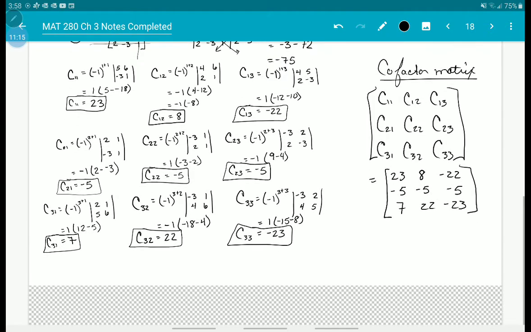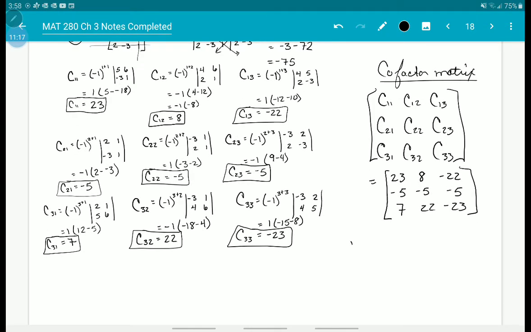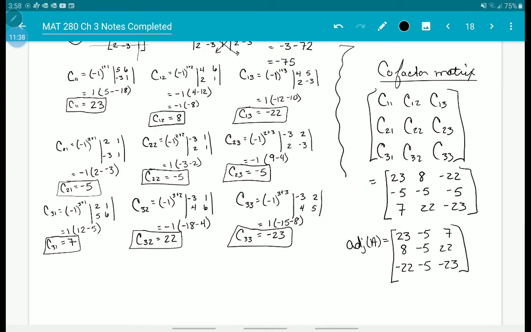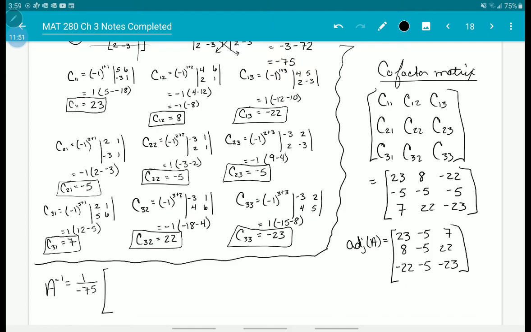So the adjoint is the transpose of that. So the adjoint would be interchanging the rows and columns. So there's our adjoint. So then our inverse, I'll come over here to write that, is going to be 1 over the determinant. Our determinant was negative 75 times that adjoint matrix.